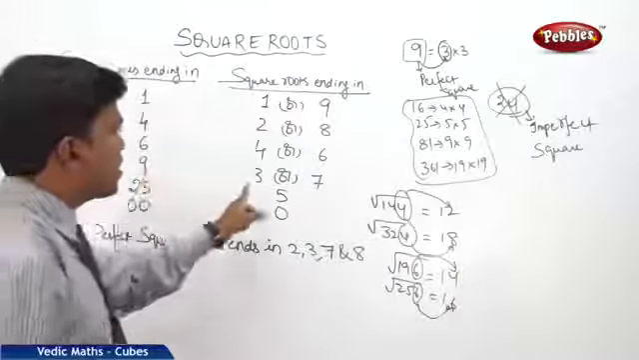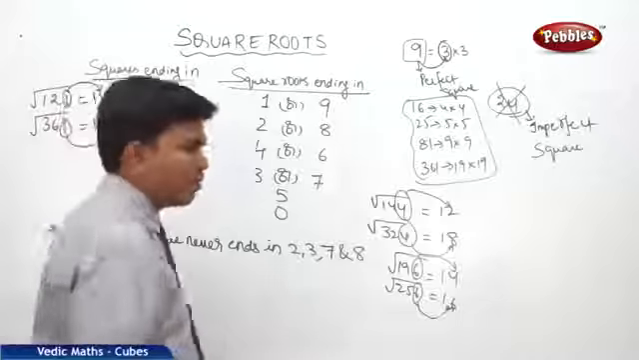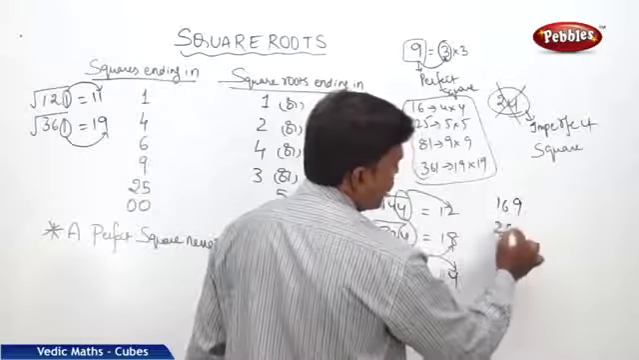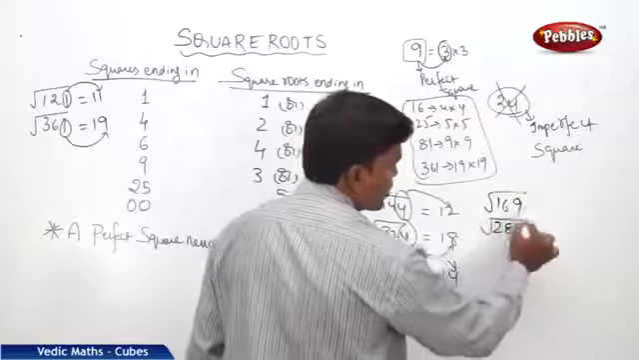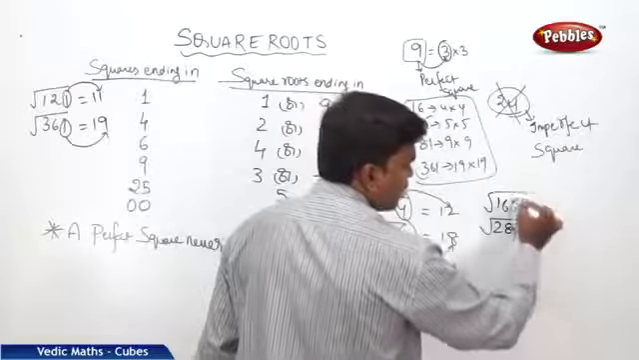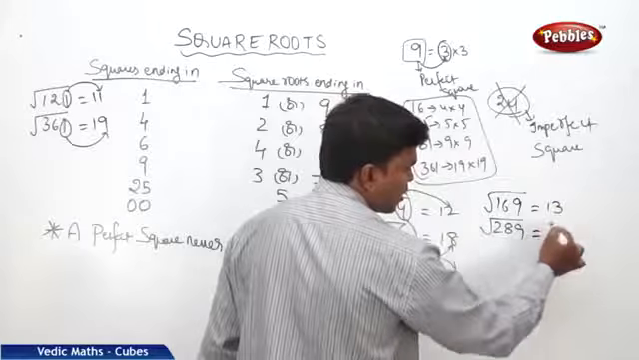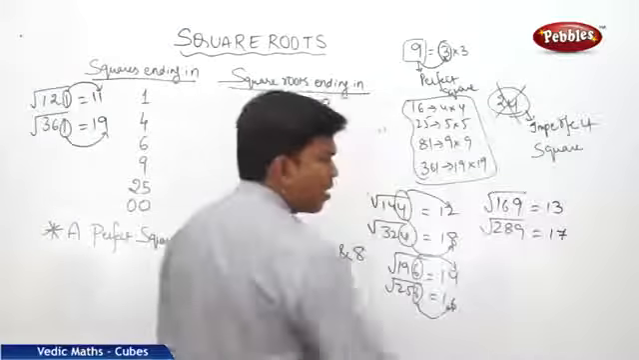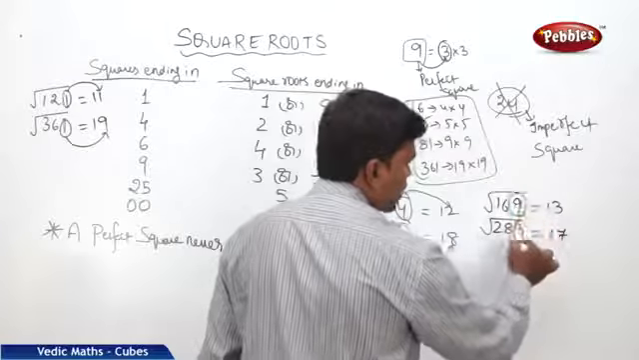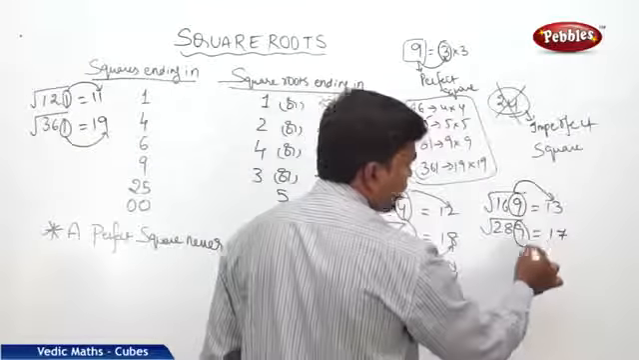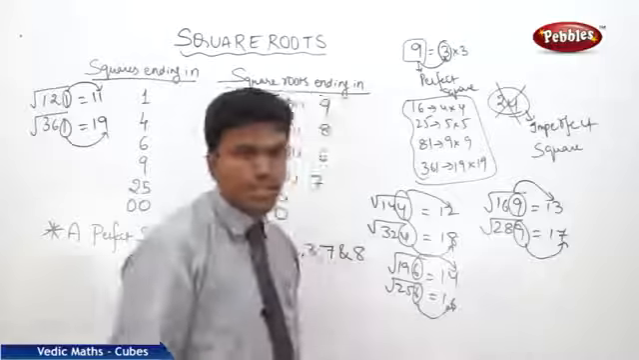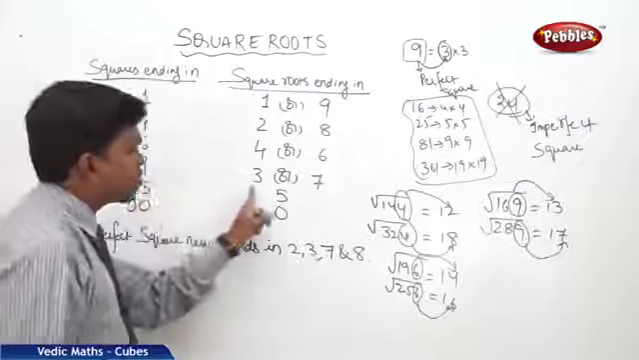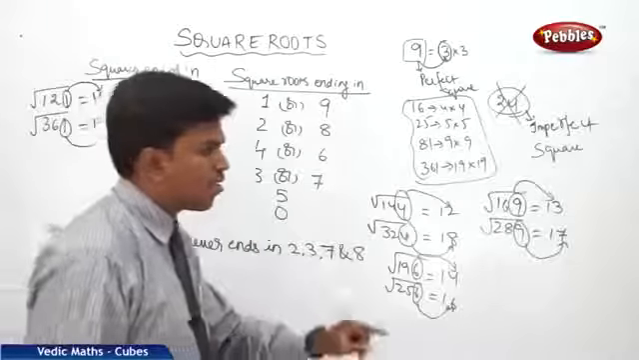Similarly, for 9 it means 3 or 7. Example, let us take 169 and 289. Both are perfect square numbers. And what is the square root of 169? 13. What is the square root of 289? 17. So both are ending in 9 only, but the square roots are ending in either 3 or 7. Like this, if a square number is ending in 9, the square root ends in either 3 or 7.